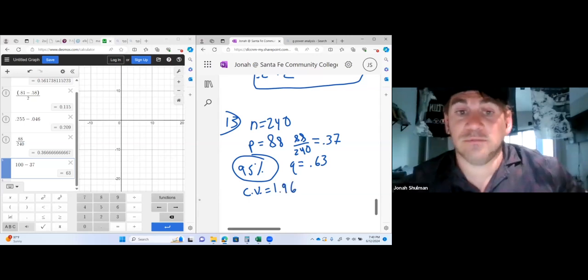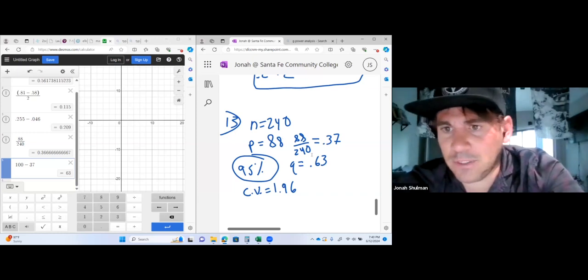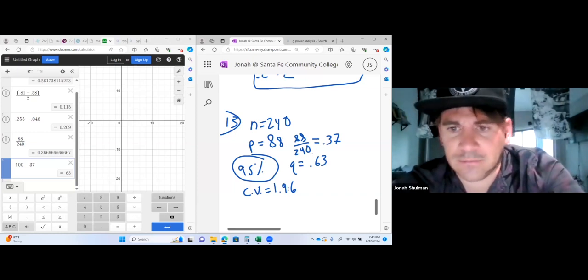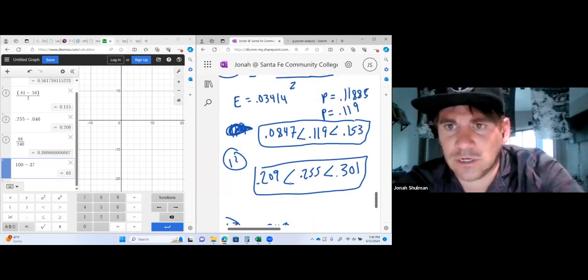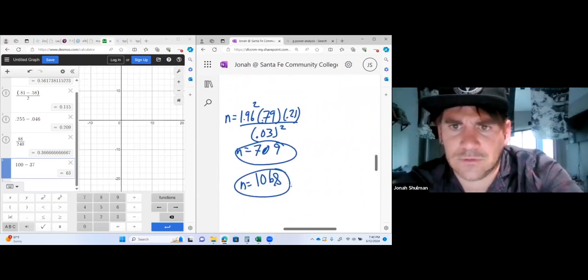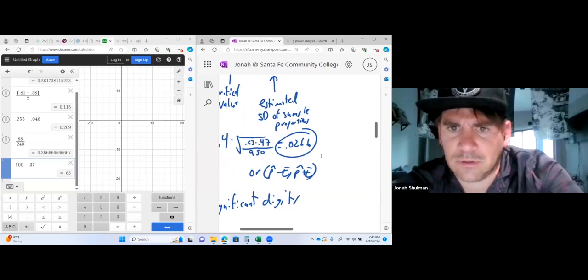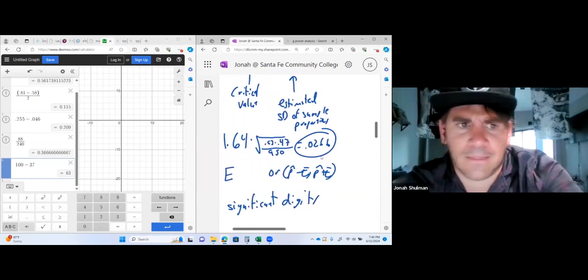I don't know what else we need, but I've got a lot already. I've got the data, my P, my Q, and my Z value. I think I'm good to go. I'm going to look at the formula. Here it is. Well, that's for getting N. We don't need that. Let's go up.